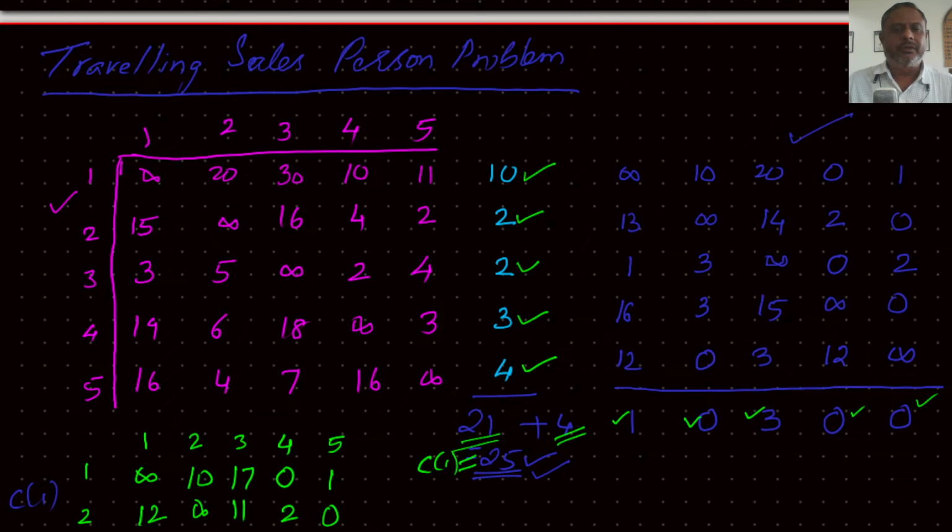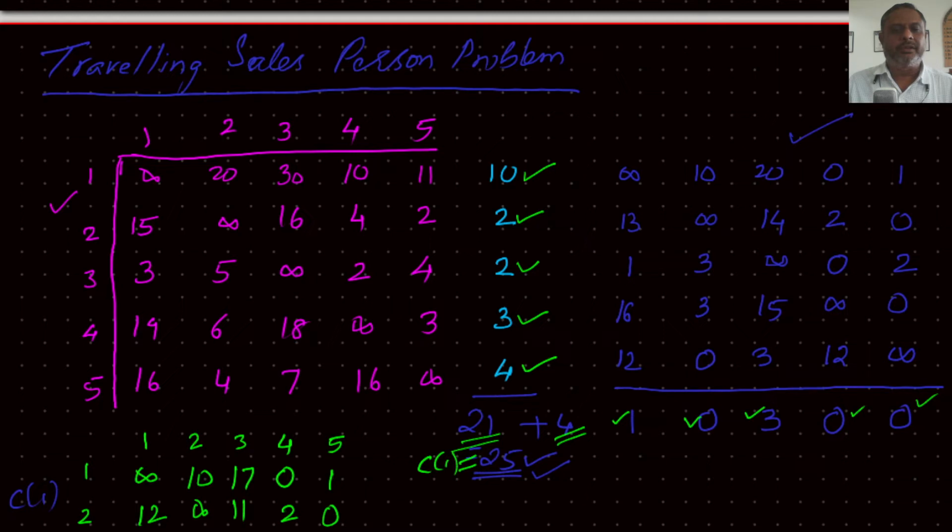1 to 2, starting from 1, going to 2. So 1 to 2 is our concern. Therefore, 1 to any other thing should not disturb us while finding minimum. Therefore, forcibly we make the first column all values infinite. Then from 1 only we should come to 2. That means no other node should lead us to 2.